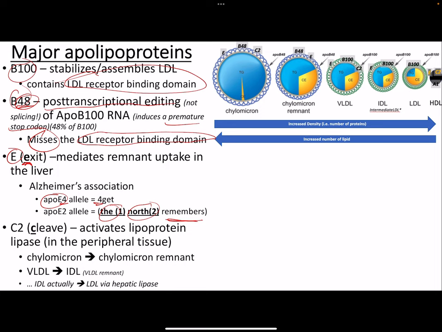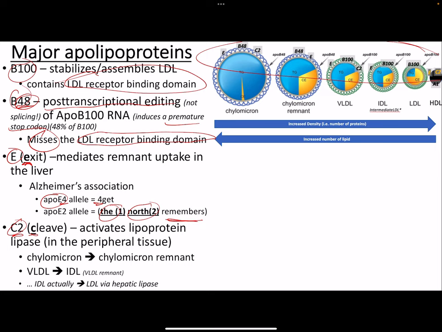Apolipoprotein C2 is for, and of course, all of these have interesting scattered distributions, which we'll get into, on various lipoproteins. C2 is for cleaving. As the lipoproteins float through the blood, they interact with lipases, which are inactive unless turned on by the C2. So the C2 helps the lipoprotein lipase become active, which then cleaves the triglycerides.